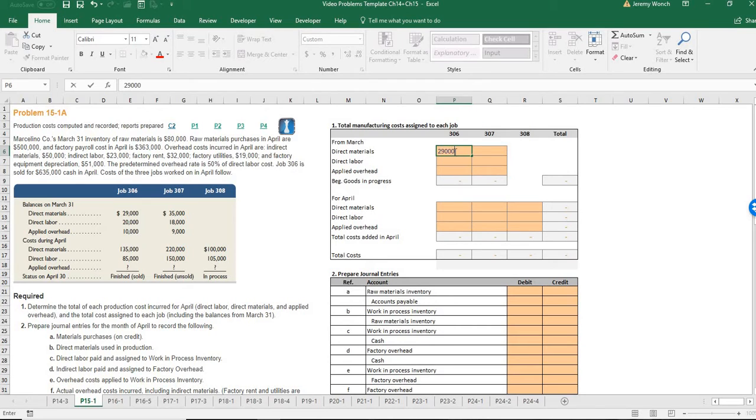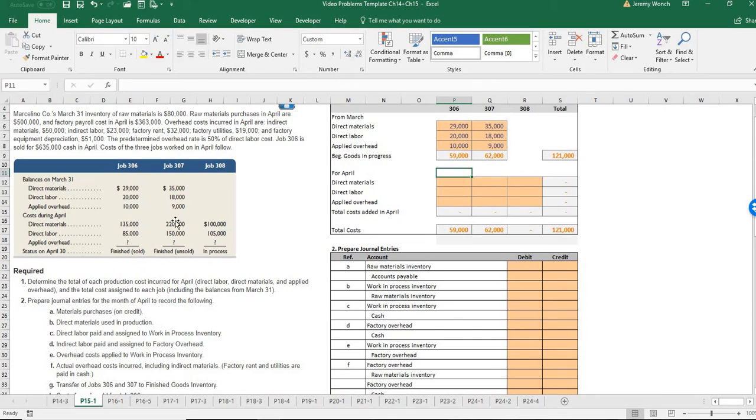Not a whole lot of thinking, we just plug them in. So 29,000, 20,000, and 10,000 for job 306. Job 307, we have 35 for direct materials, 18,000 for direct labor, and 9,000 for applied overhead. Not too bad. Now we're going to go on and plug in the cost for April, and they give it to us down here. So 135,000. Let's do all these.